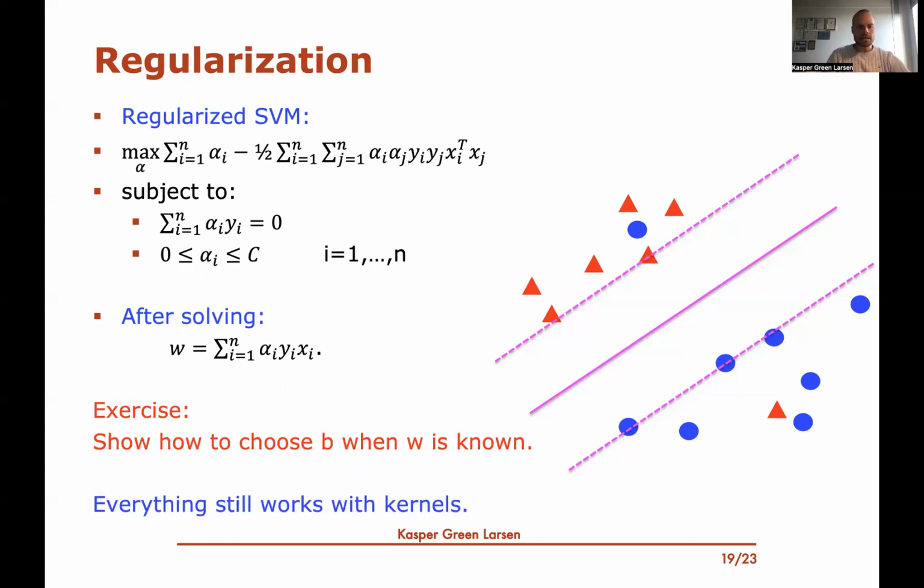Good. And the nice thing is, everything still works with kernels. You still have w as a linear combination here. The only thing here is the inner product, so everything is still the same. We can replace this by the kernel. We can replace it in predictions: we can apply the kernel between x_i and the point x that we're making predictions on. And these are just constraints on the alpha_i's, so nothing changed there.